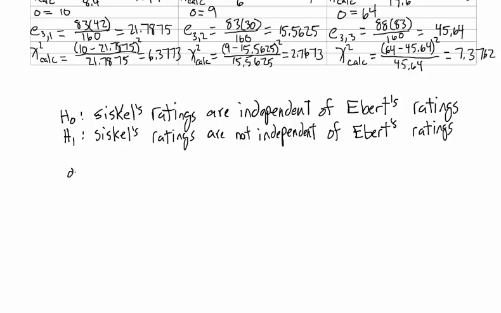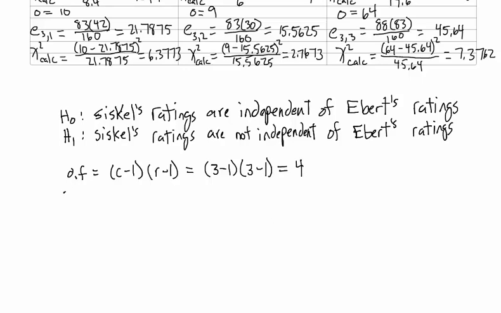For our degrees of freedom, we're going to use C minus 1 times R minus 1. And we had 3 rows and 3 columns, so this is 3 minus 1 times 3 minus 1, which is equal to 2 times 2, or 4. So we have 4 degrees of freedom.